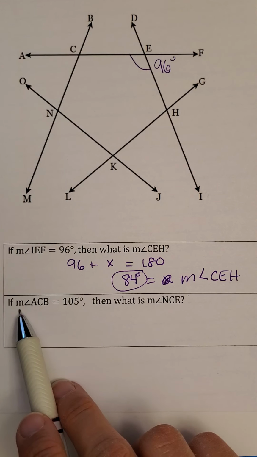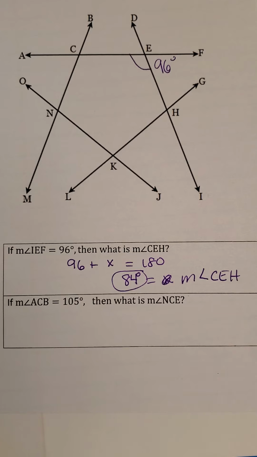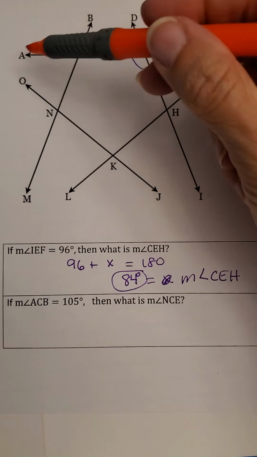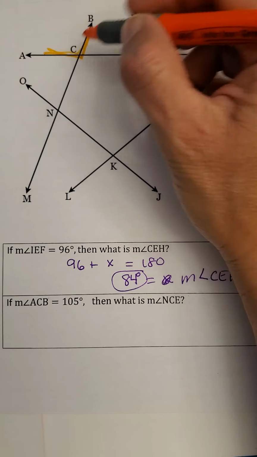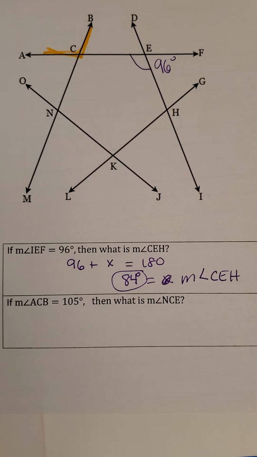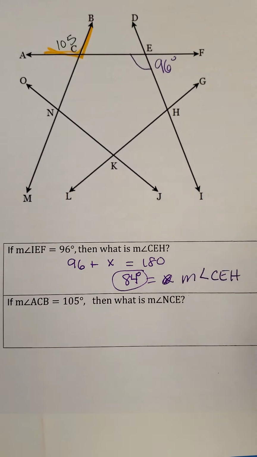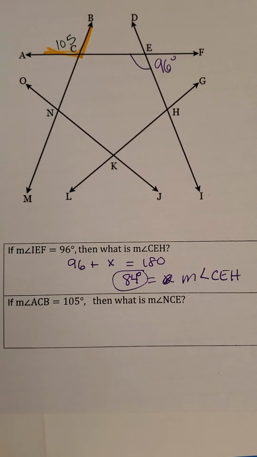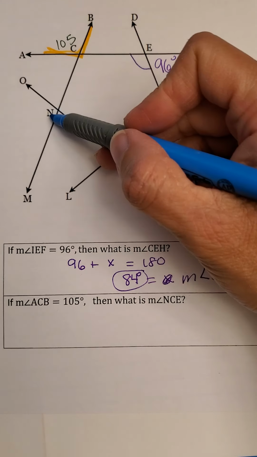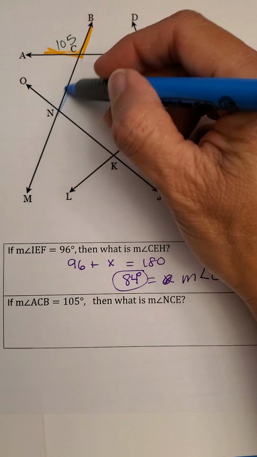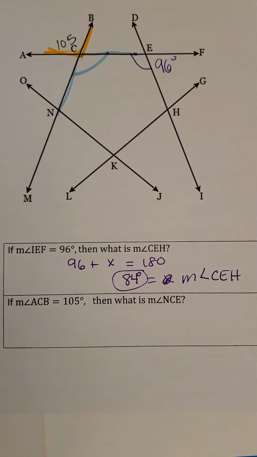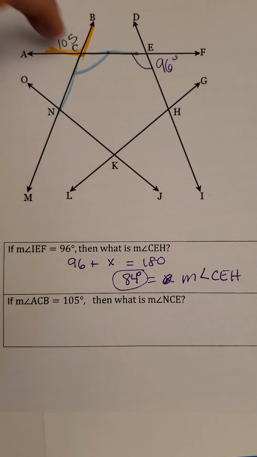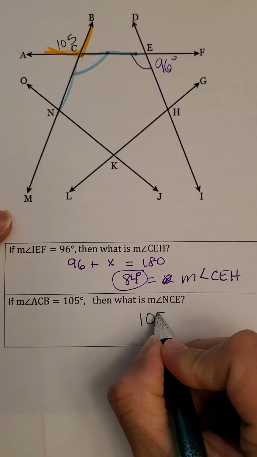Okay, let's look at m. Measure of angle ACB. So we got to find ACB. ACB, that's this one right here, right? ACB is 105. So let's mark that. It's 105 degrees. And then it says, what is the measure of angle NCE? So NCE. Well, this one right here. Well, what kind of angles are those? Well, two lines are intersecting and they're opposite each other. So those are vertical angles, and vertical angles are always equal. We just learned that. So that means it would have to be 105 degrees.